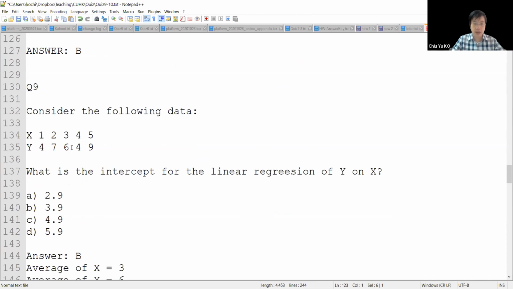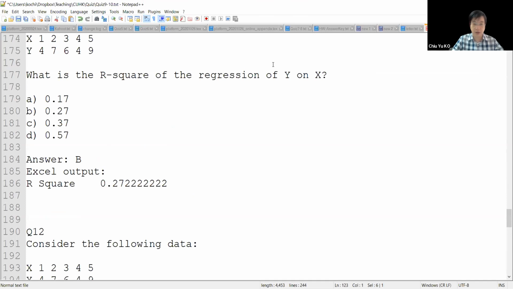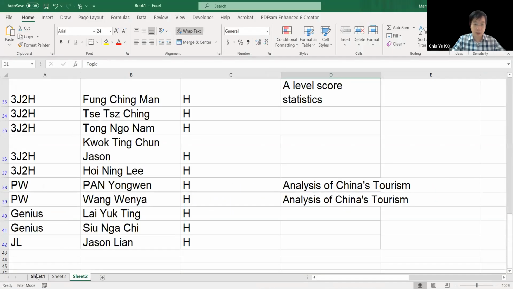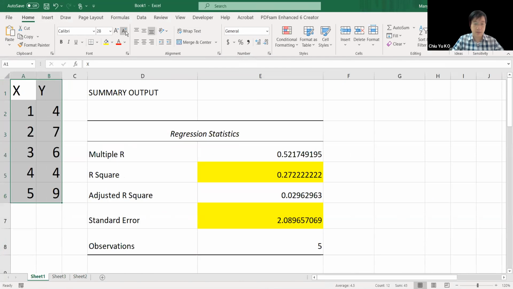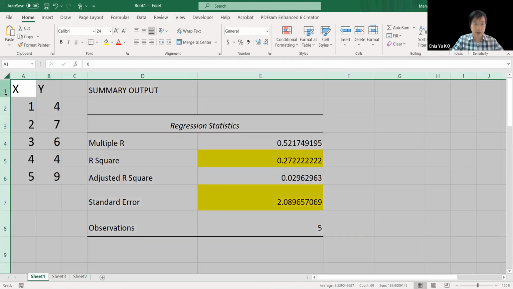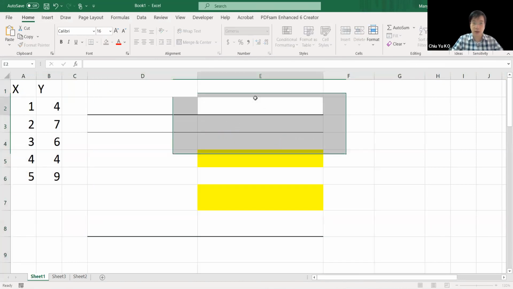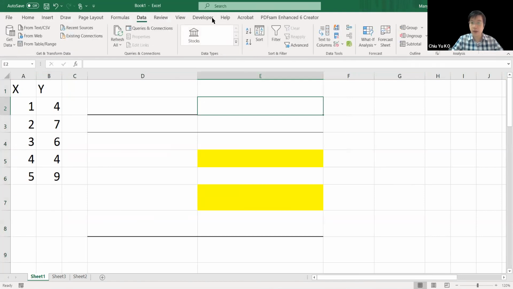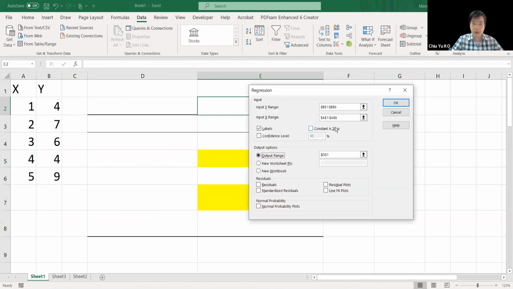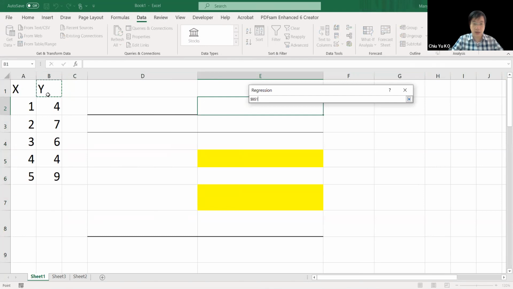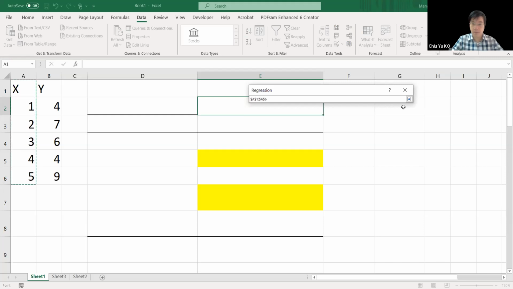So the following will be this bunch of data. Just to save time, I just want to show you, this is the data I type in. Let me make it a little bit smaller. And let's do the regression analysis. You go to Data, and you go to Data Analysis, and then you go to Regression, and then you just put the y is this, and x is this.